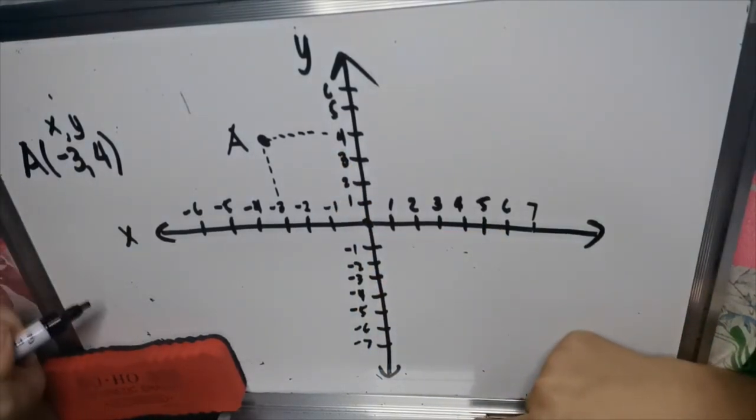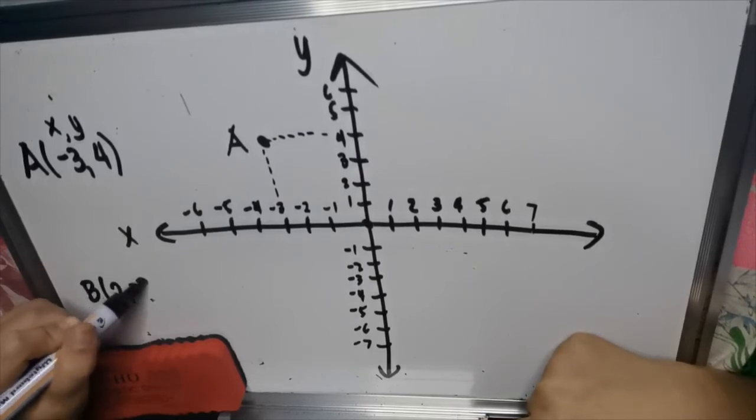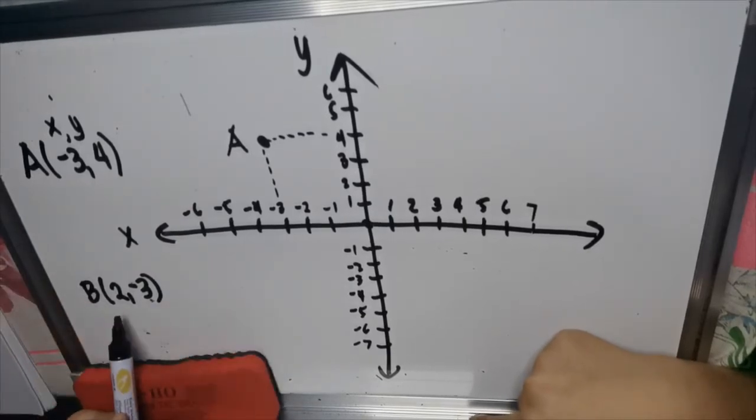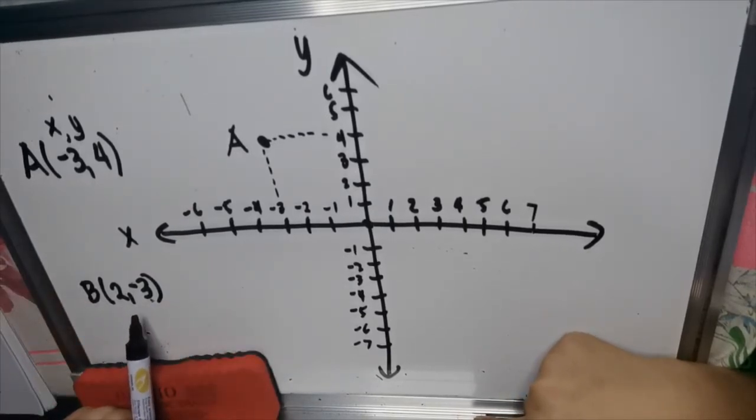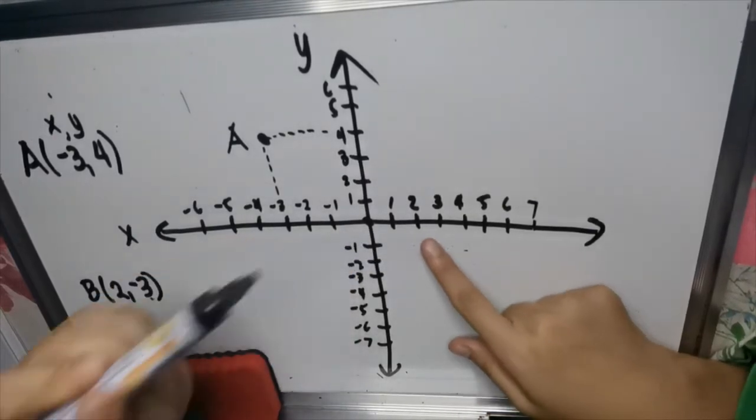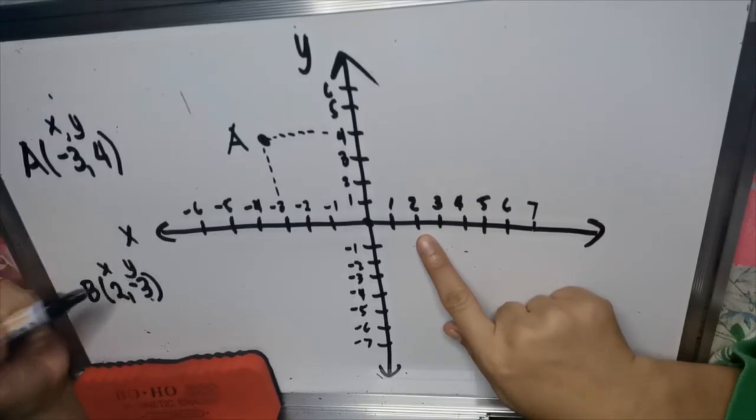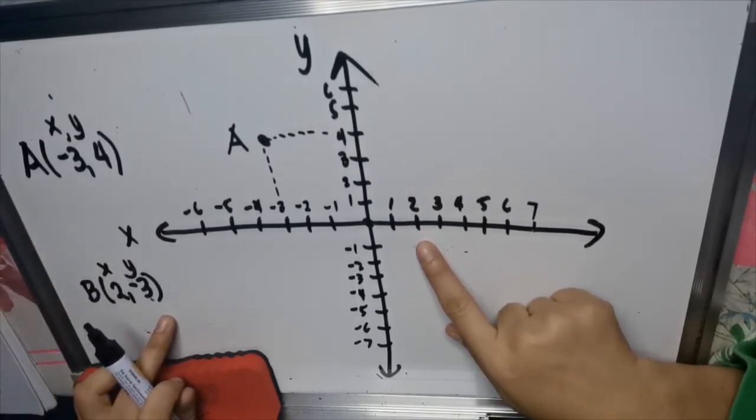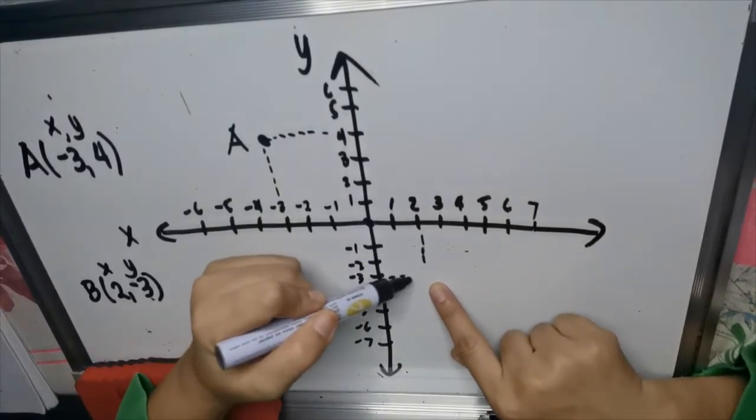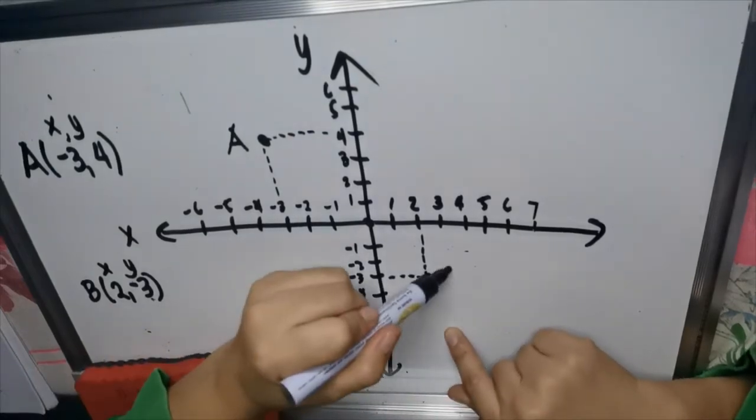Next, we have here point B. Hanapin natin si point B. Si point B daw ay makikita sa 2, negative 3. Okay. 2, so nandito siya sa right side. And then, negative 3, so sa baba. So, 2, magmi-meet sila kay negative 3. So, nandito si point B.